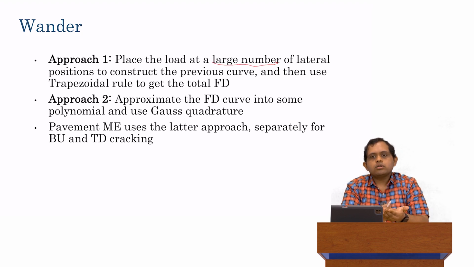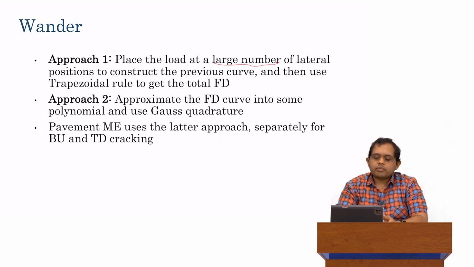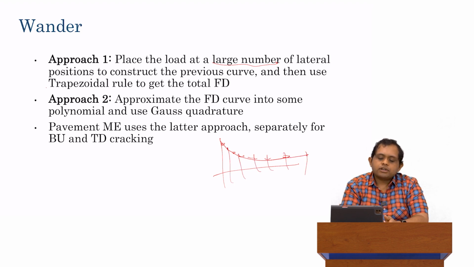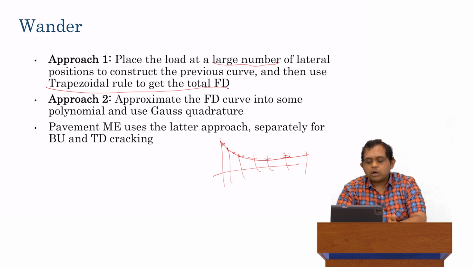We place the load, we run our finite element model, we get the stress, we get the fatigue damage. So this is the curve. You place the load at very closely spaced points, you construct this curve and you calculate the area of the curve accordingly. The area could be calculated using, for example, something called the trapezoidal rule, which is a numerical method for integration. That's one approach. The other approach is to use a different technique which is called Gauss quadrature.